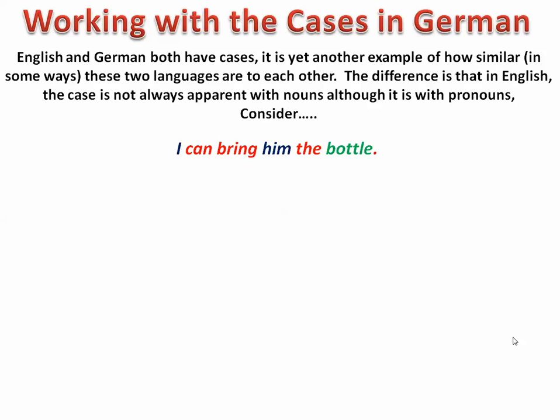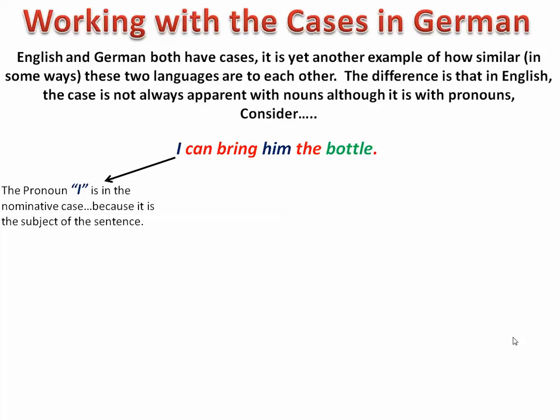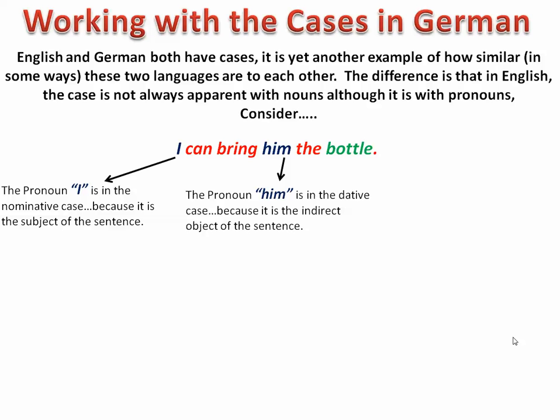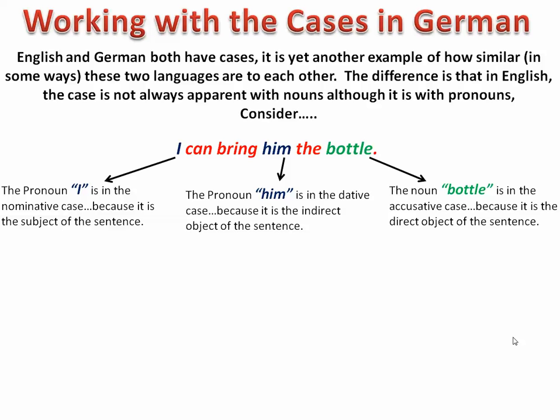I can bring him the bottle. In this sentence, I have a subject. Think of that as the nominative. I have an indirect object. Think of that as the dative. And I have a direct object. Think of that as the accusative. So you see, we already have these. We just don't always recognize them as that.